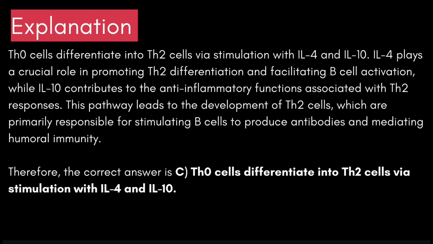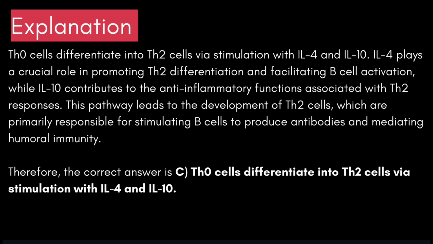Th0 cells differentiate into Th2 cells via stimulation with IL-4 and IL-10. IL-4 plays a crucial role in promoting Th2 differentiation and facilitating B cell activation, while IL-10 contributes to the anti-inflammatory functions associated with Th2 responses. This pathway leads to the development of Th2 cells, which are primarily responsible for stimulating B cells to produce antibodies and mediating humoral immunity. Therefore, the correct answer is C.